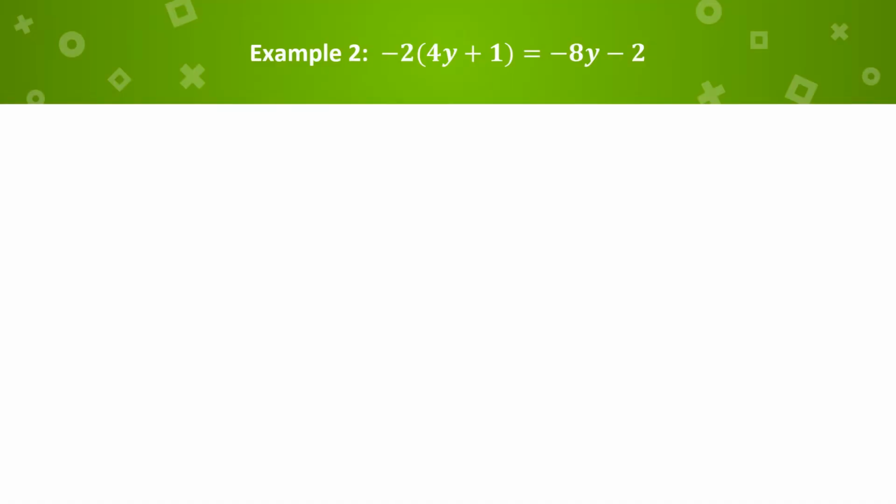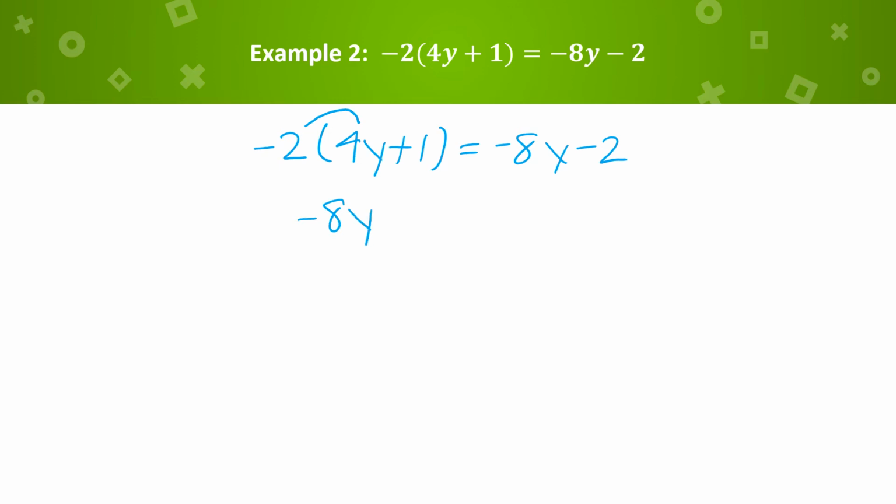All right, moving on to our next example, we're going to do the same thing that we have been doing. We're just going to go ahead and start solving the equation. So to do that, we want to get rid of our grouping symbols. So we have negative 2 times 4y, which is negative 8y, and negative 2 times positive 1. Everything else will stay the same here.